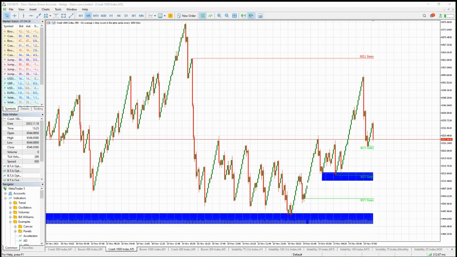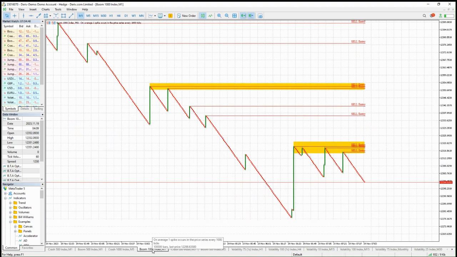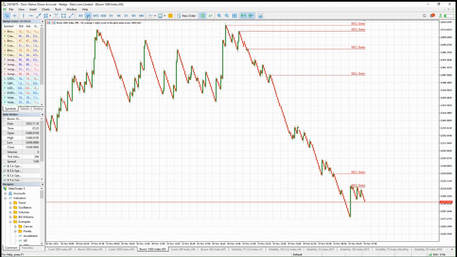So let me look for an example. I'm trying to look for when our price actually respected that zone so that we can see exactly what happened right there. So this is our 1 minute. Okay, I'll check my 5 minute first. Okay, my 5 minute is still giving me a sell.